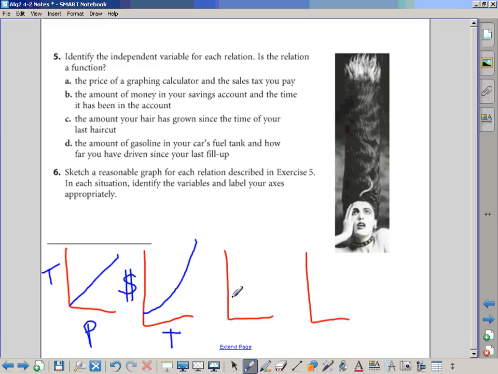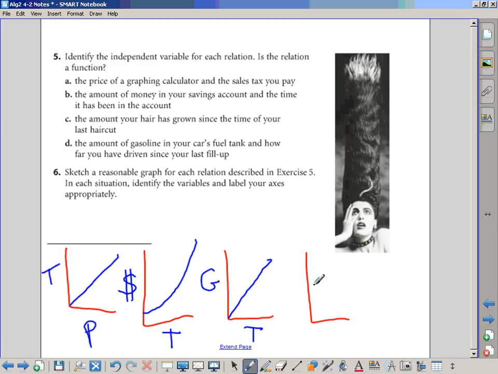That's definitely a function. For every x, there's only one y. The amount your hair has grown since the time of your last haircut. From the time of your last haircut, your hair would be growing, so this would be the growth, and this would be the time. That's going to be a linear function, and it wouldn't grow two different amounts for any length of time. So this is a function as well.